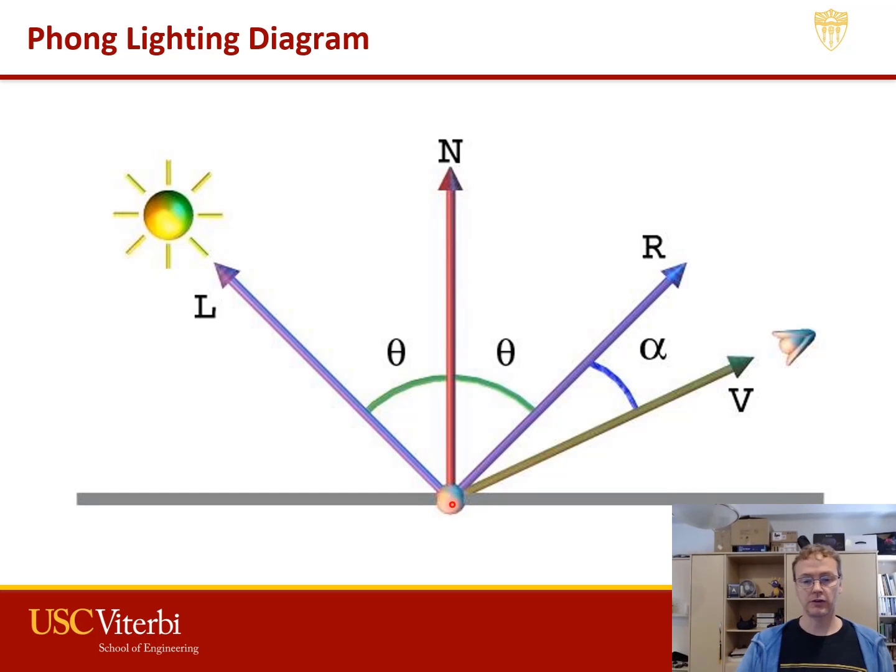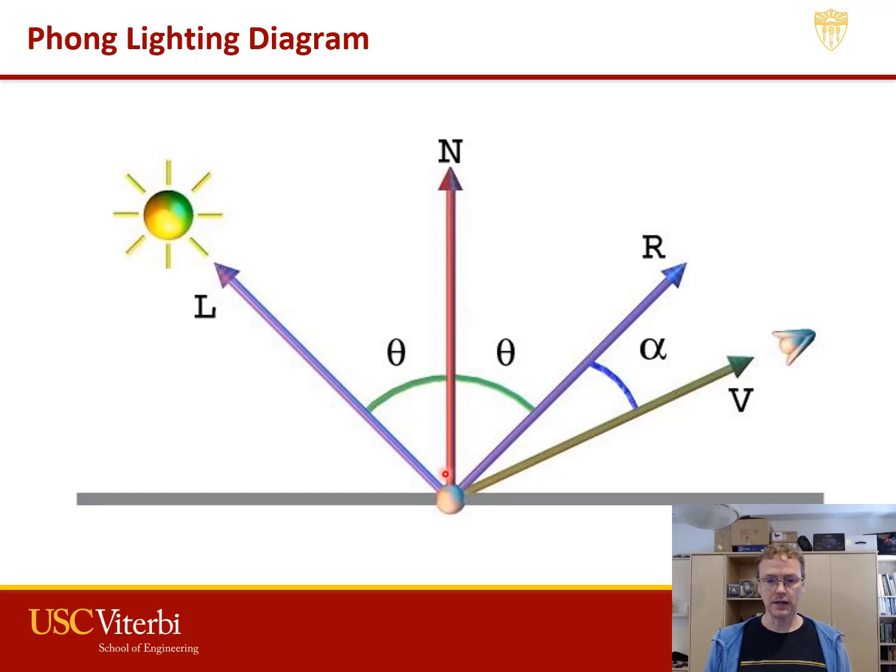So if you have the world space of the pixel and you have the location of the light source, you can subtract to get the L vector. Don't forget to normalize that. You can subtract from the camera's location to get the V vector. Well, again, don't forget to normalize. Okay, so that's those two vectors.